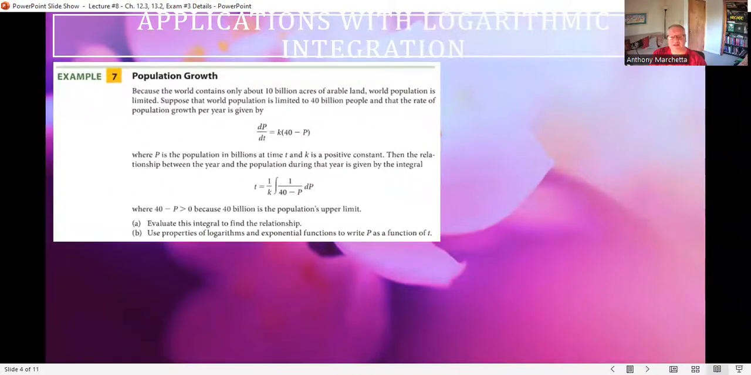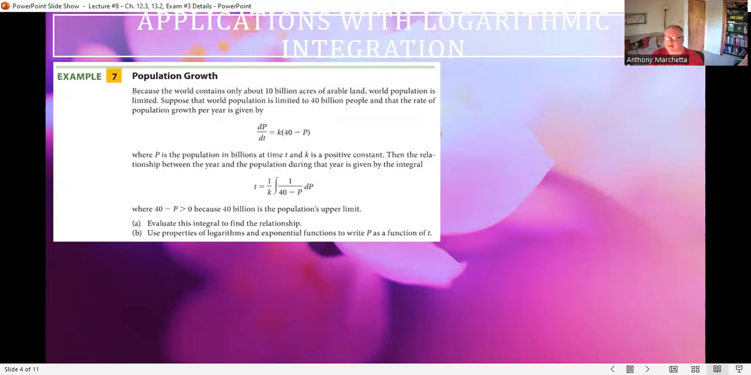This one is about population growth. Because the world contains only about 10 billion acres of arable land, world population is limited. By the way, that word arable, A-R-A-B-L-E, arable land is land that can be farmed or land that can be used to grow produce, or fertile land that is suitable for farming. That's what arable means. And I had to look it up because when I first looked at this, I wasn't that familiar with that word.